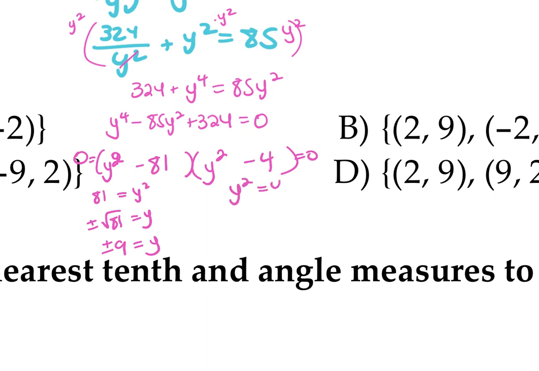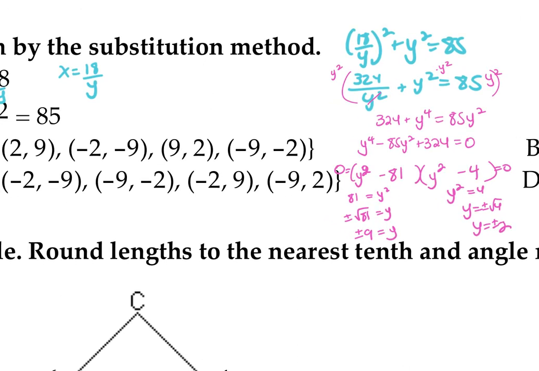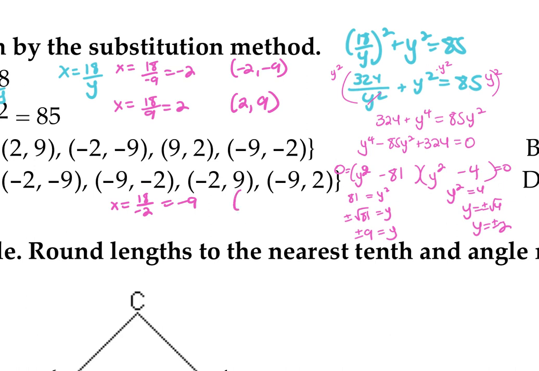On the other side, y squared would equal 4. Y would equal plus and minus the square root of 4. Y would equal plus and minus 2. So now there are 4 y values. For the x equals, I would do 18 over negative 9, and that's negative 2. So negative 2, negative 9 is one answer. X equals 18 over positive 9, and that's 2. So 2, positive 9. X equals 18 over negative 2, and I get negative 9.